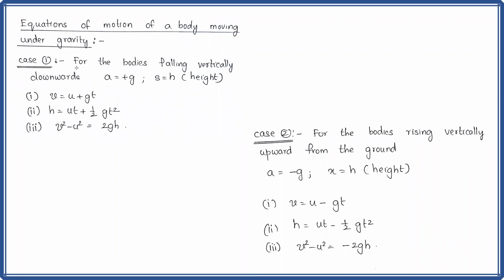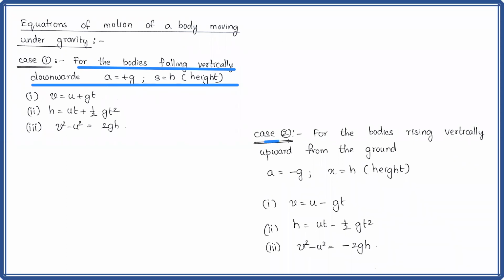For bodies falling vertically downwards, we take a is equal to plus g, s is equal to h. This is for motion from the top of a mountain or a building, when they are falling vertically. Then substituting a is equal to plus g, we get three kinematic equations: v is equal to u plus gt, h is equal to ut plus half gt square, v square minus u square is equal to 2gh.